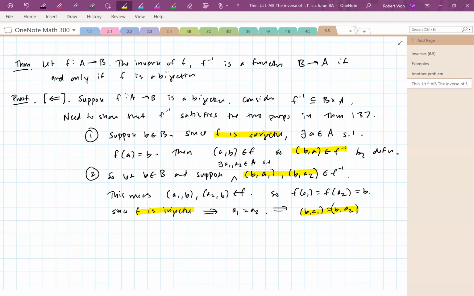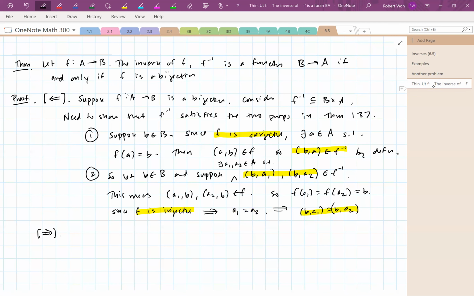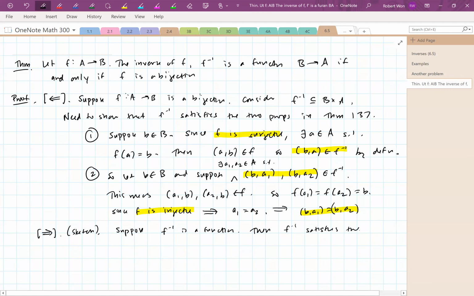Now, for the other direction, I think I basically talked through this proof as we were discussing these two issues. These two issues sort of show that you have to make sure that f is injective and you have to make sure that f is surjective if f inverse is going to be a function, which is exactly this direction. So let me just give you a sketch. Suppose that f inverse is a function, again thought of as a subset of B cross A. But if f inverse is a function, then f inverse satisfies the two properties. In theorem 137, every element of B appears as the first coordinate of something in f inverse, and at most one thing in f inverse.